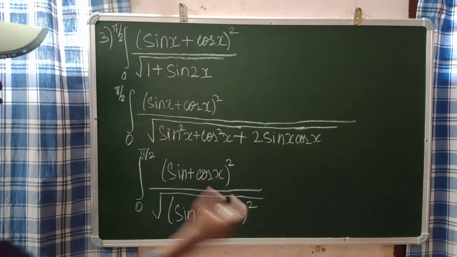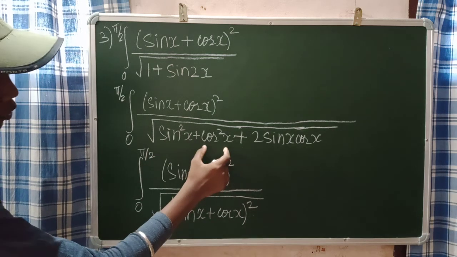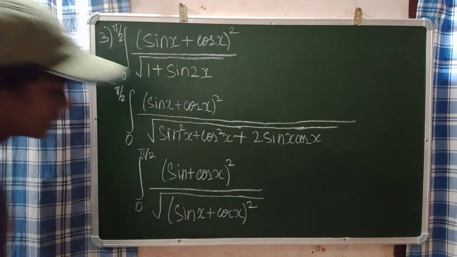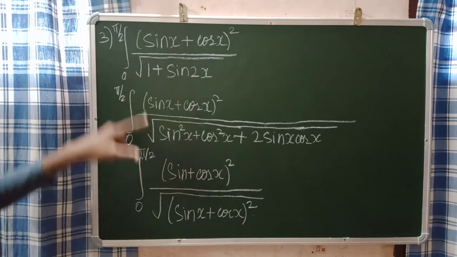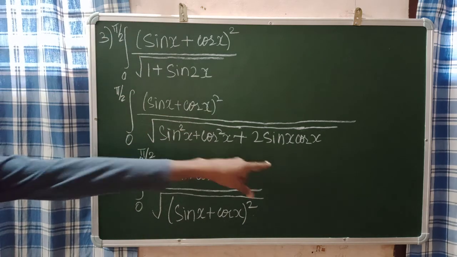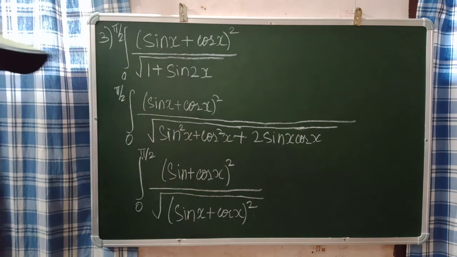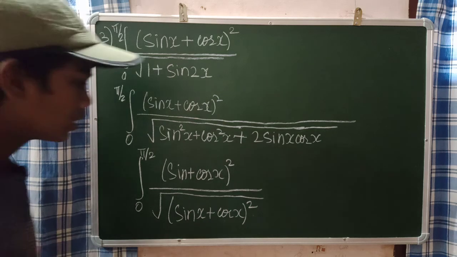So a plus b whole square is equal to a square, which is sin square x, plus b square, which is cos square x, plus 2ab, which is 2 sin x cos x. And that is the reason why I converted this 1 as sin square x plus cos square x and sin 2x as 2 sin x cos x. It's not a conversion, that's a formula, and it's obvious.